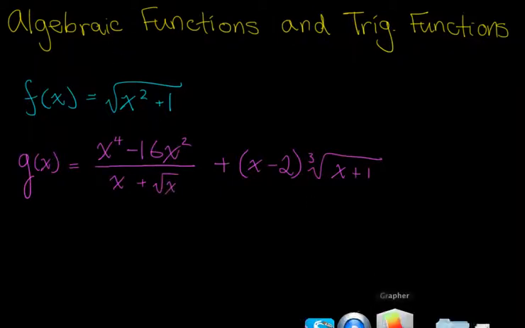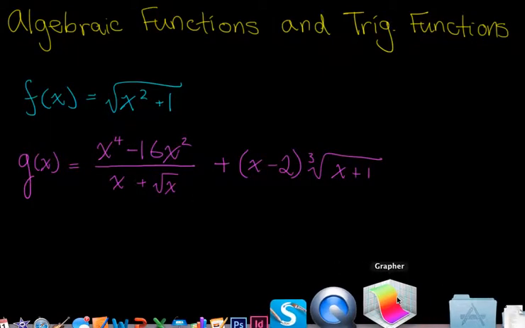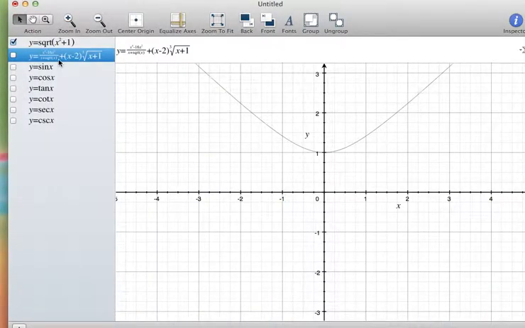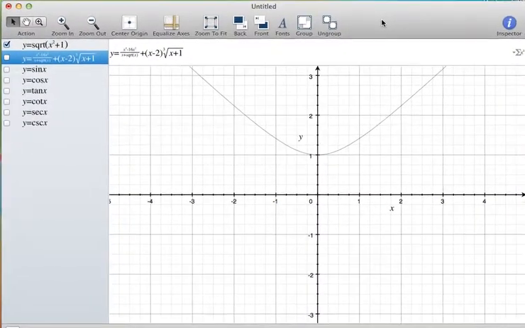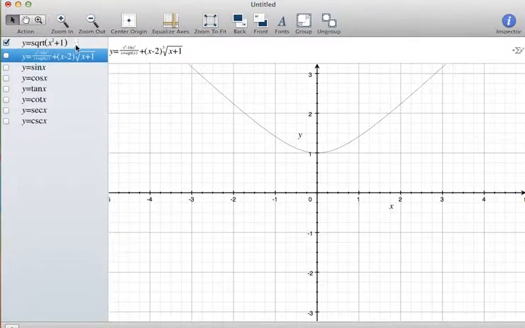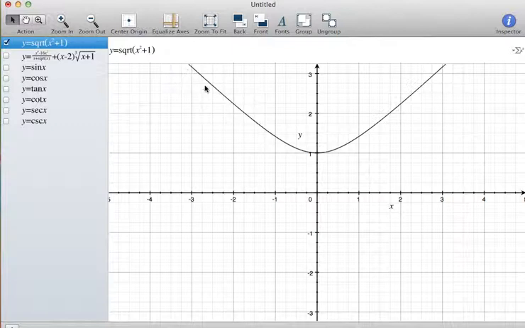I'm going to show the graphs of both of these. I got these from the book, by the way. Okay, this is the graph of the square root of x squared plus 1. It's not exactly the regular square root function graph that you know, but this is what that looks like. This is an algebraic function graphed.